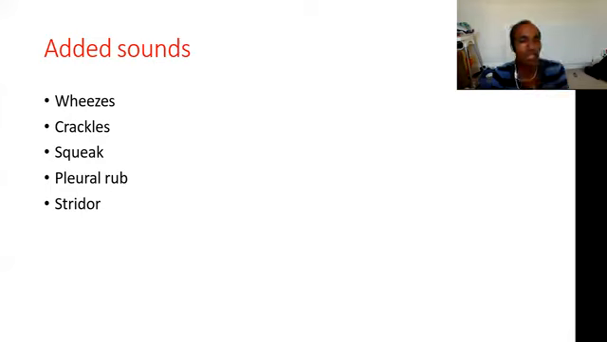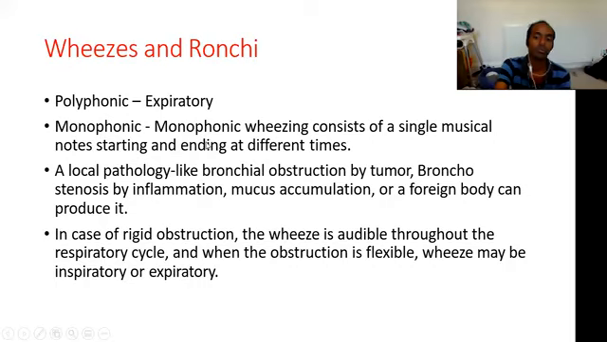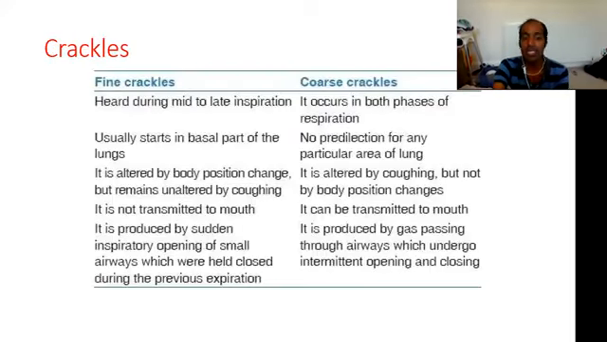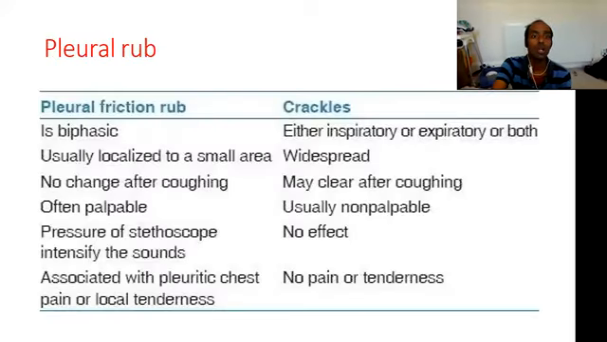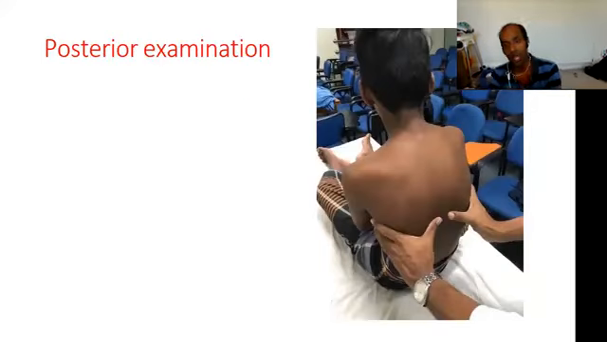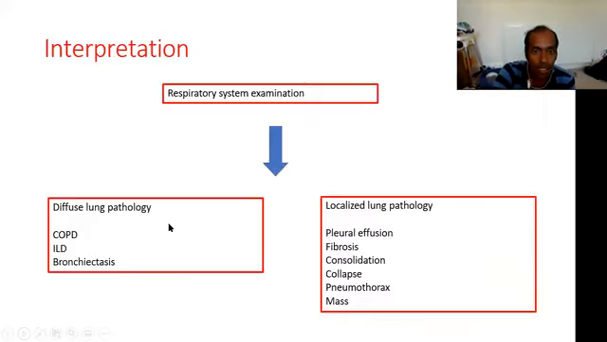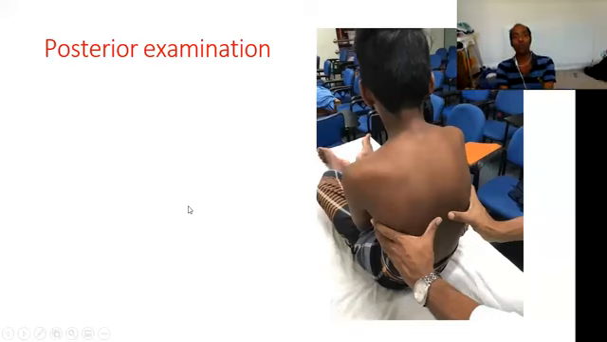Squeaks are squeaking sounds, as the name implies, not very important. A pleural rub is a scratching sound that occurs when there is pleural inflammation. And look at these tables differentiating between fine crackles, coarse crackles, and also the difference between a crackle and a pleural rub. These are self-explanatory tables.